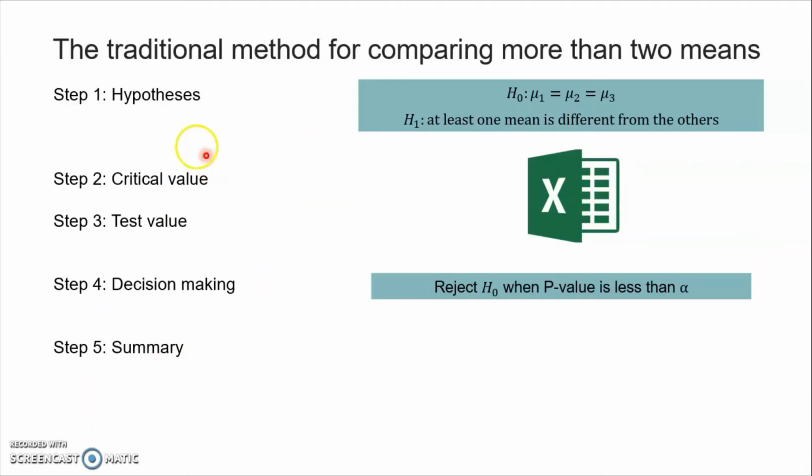In this section, we continue with the traditional method for comparing more than two means. These are the 5 important steps, and the steps are similar to comparing two means, except for the hypothesis. We need to mention for the H sub 0, mean 1 equals mean 2 equals mean 3, and then for H sub 1, we just have to write that at least one mean is different from the other.